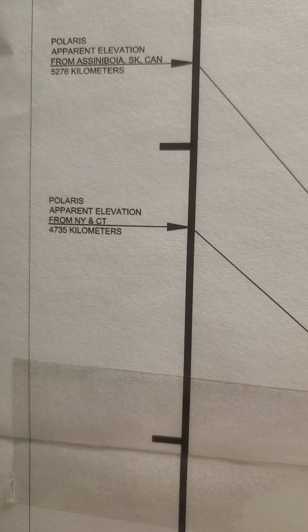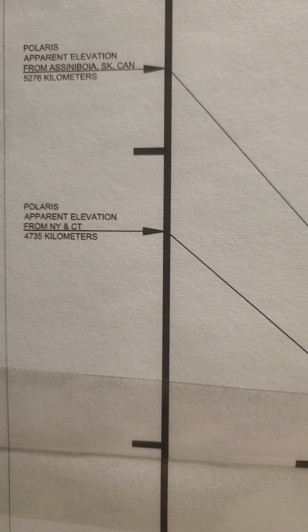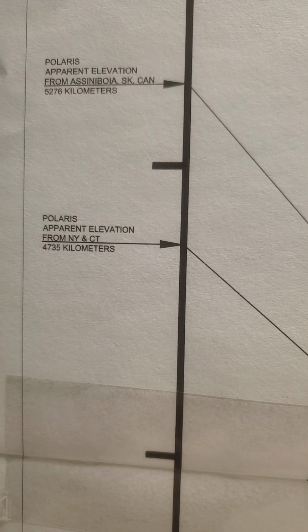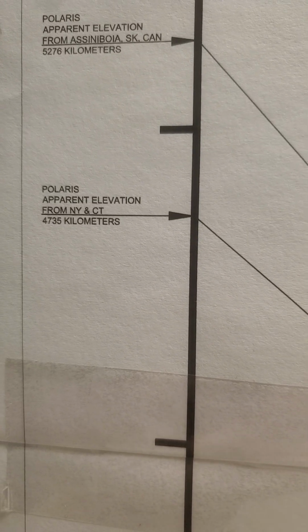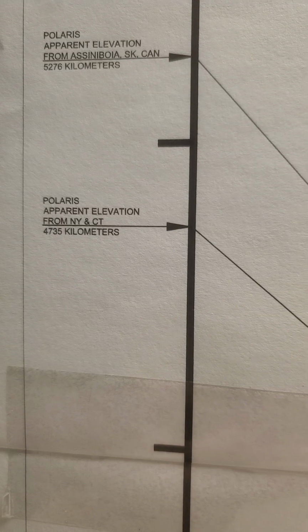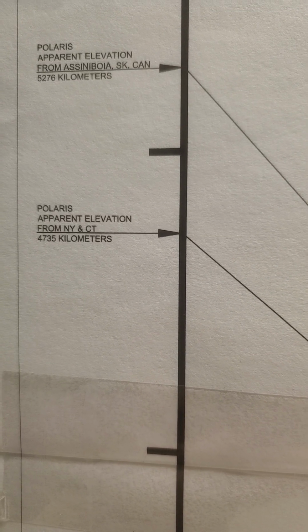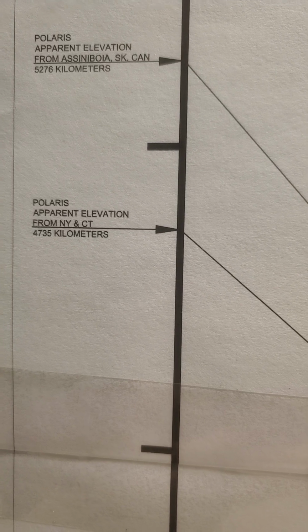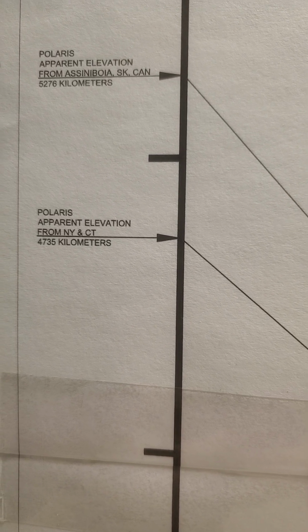And so we can work from the baseline, and the definition of elevation is a straight vertical line. So Polaris is on a straight line directly above the North Pole. So we can work out this triangle, and when viewed from Westchester, New York, at the latitude of Westchester, New York, Polaris appears to be 4,735 kilometers high.